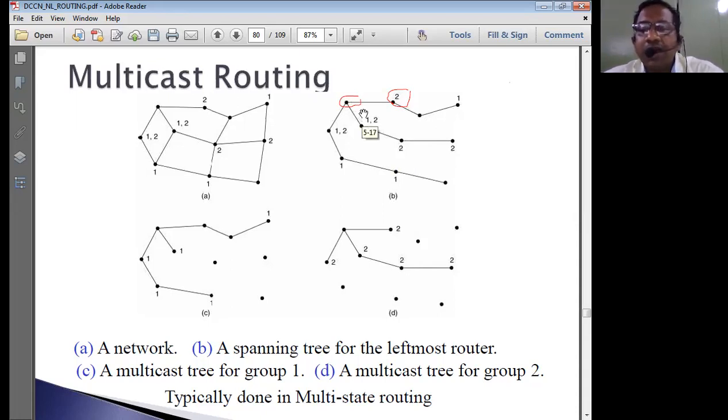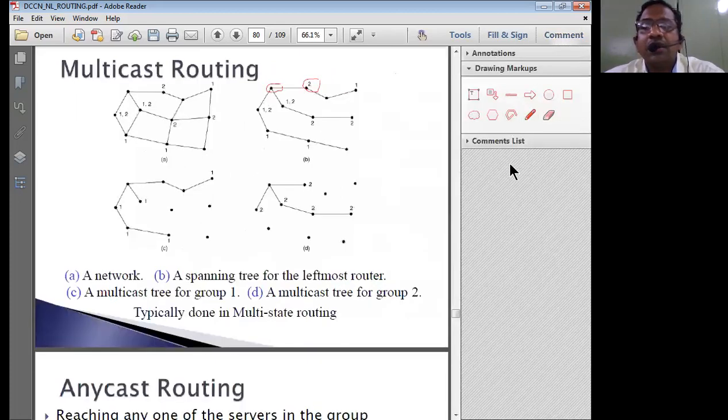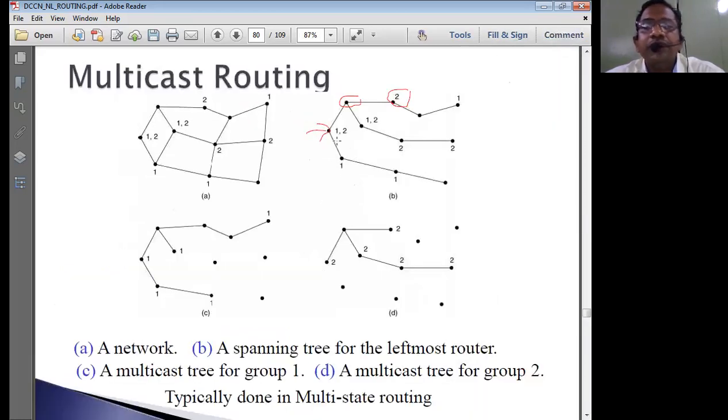Now, when I speak about the multicast method, say for example, I go with the leftmost router. This is the leftmost router I can think of, and I want to use it here. Using the leftmost router, I want to form a spanning tree. A spanning tree is a tree which breaks the closed graph or network into non-loop graphs.